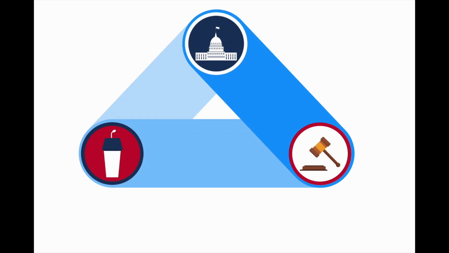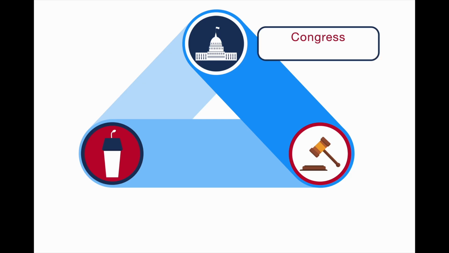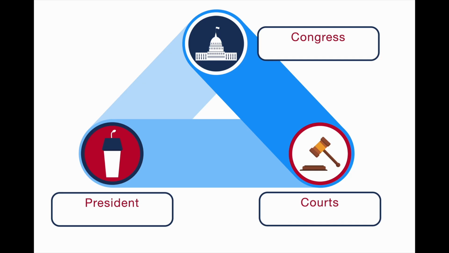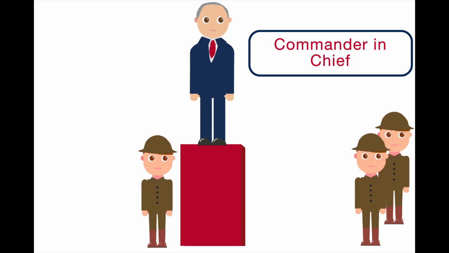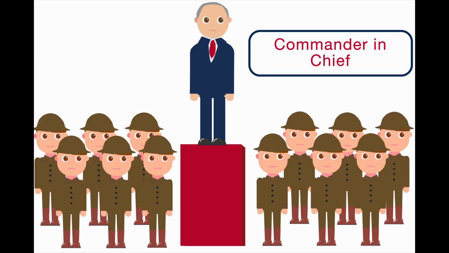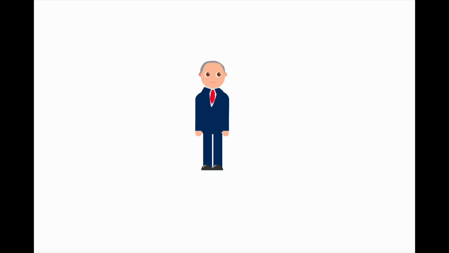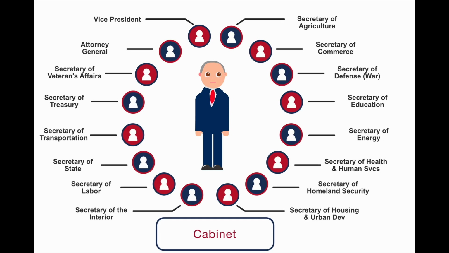There are three branches of government. They are the Congress, the President, and the courts. The President is the head of the executive branch. The President is also the commander-in-chief of the military. The President's cabinet helps the President. They advise the President.